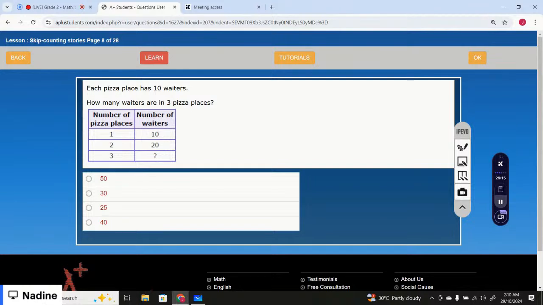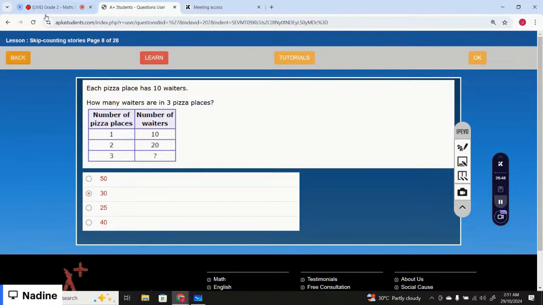Each pizza place has 10 waiters. How many waiters are in 3 pizza places? So, which is the correct option? The correct option is 30 waiters. Option number 2 is the correct option.